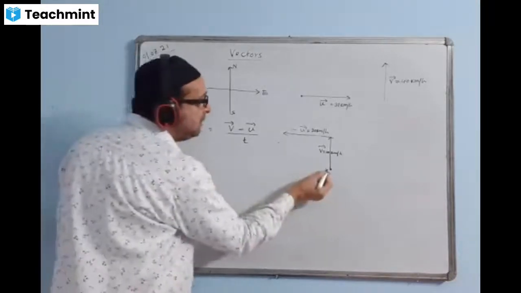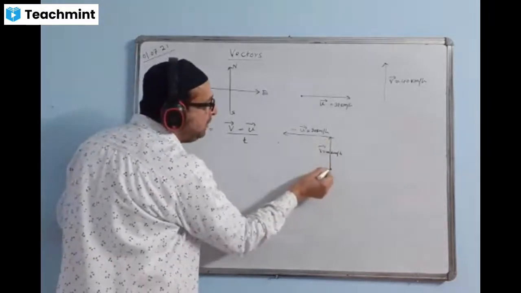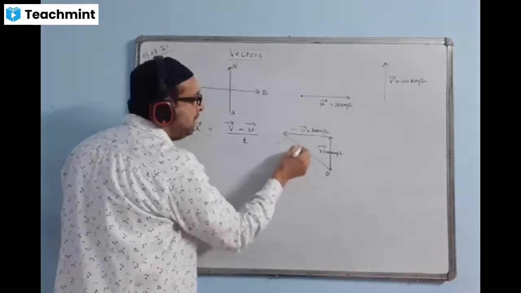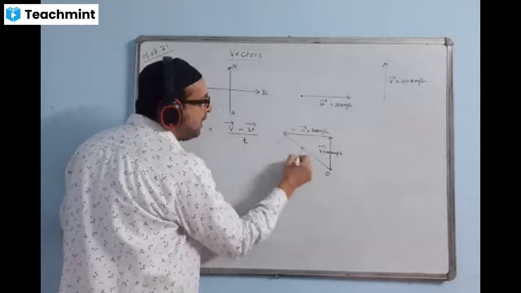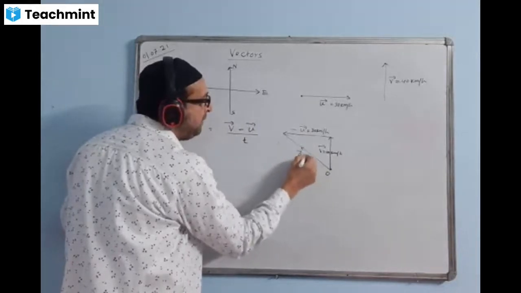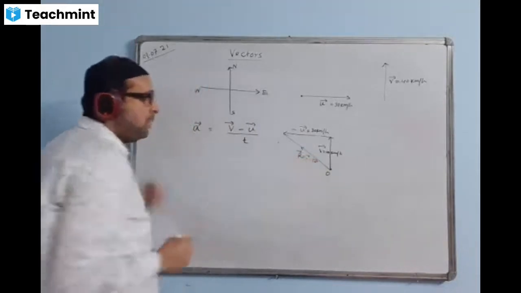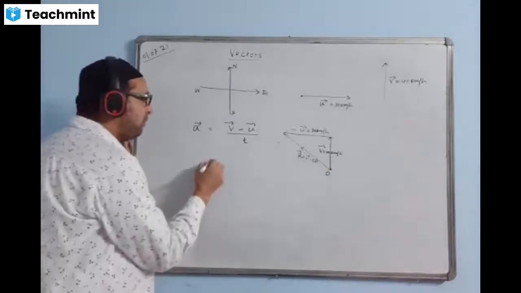Where is the resultant of this vector? One is here, one is here. Resultant will be from here till here. This will be the value of V minus U. This value, suppose this is R. This R will represent V minus U.